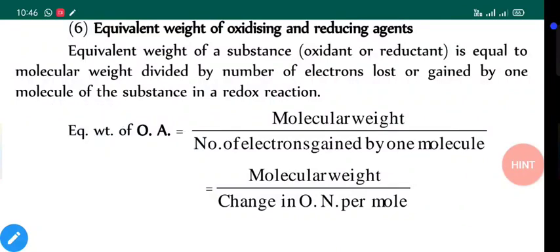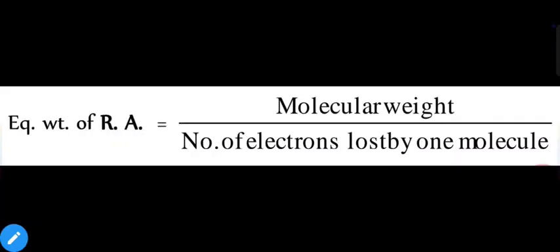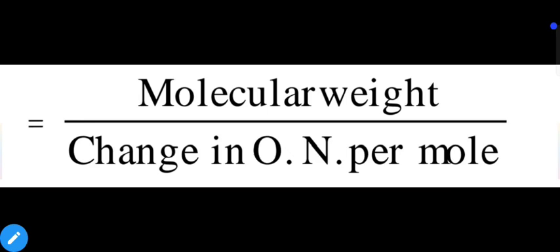So all you have to do is, whether it is oxidant or reductant doesn't matter, you have to subtract the lower value of oxidation state from the higher value of oxidation state. So the equivalent weight of an oxidizing agent is the molecular weight of the substance divided by the number of electrons gained by 1 mole of one molecule, or change in oxidation number per mole. Similarly, the equivalent weight of a reducing agent is equal to molecular weight divided by the number of electrons lost by one molecule, or change in oxidation number per 1 mole.